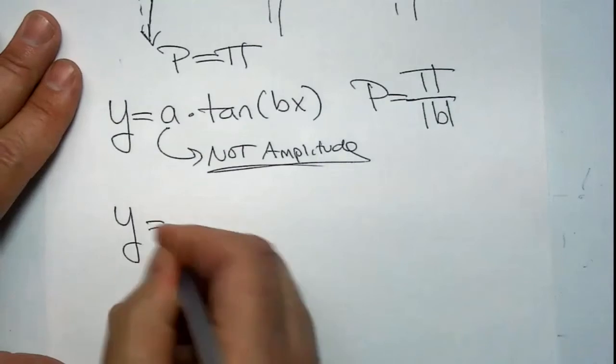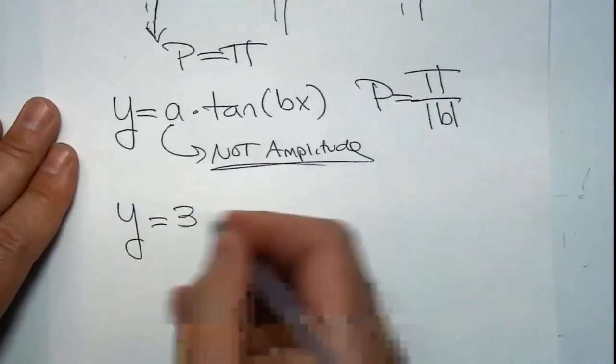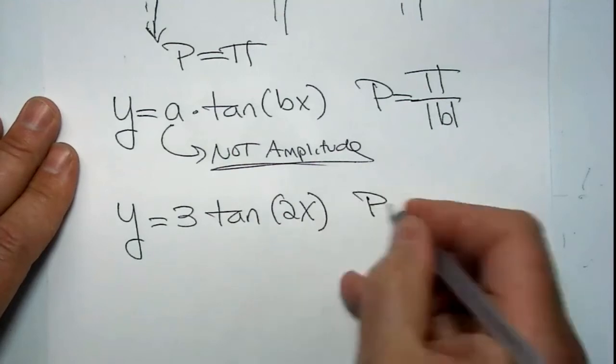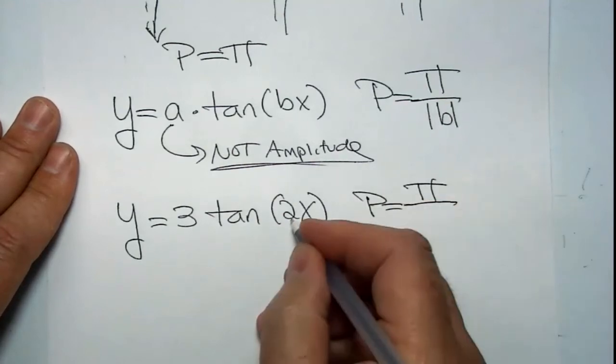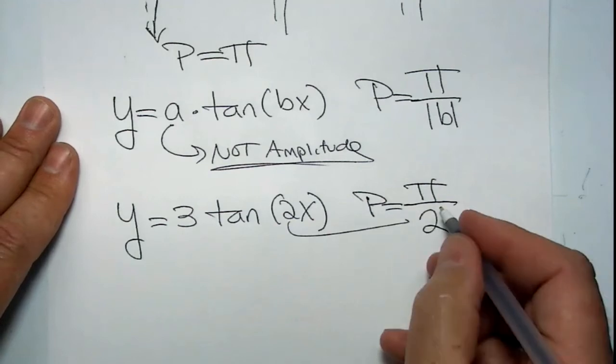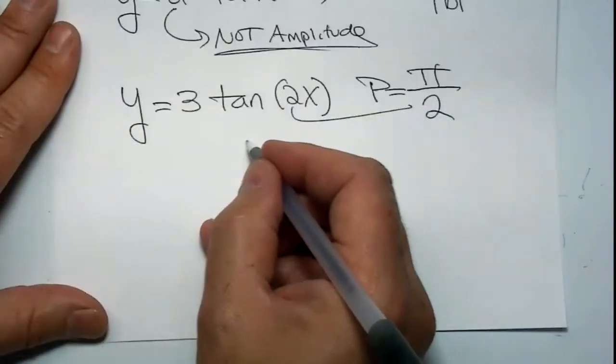So let's do one here. We're going to graph 3 tan of 2x. The period is pi over b. That's b. So pi over 2 is the period. So how do we do this?